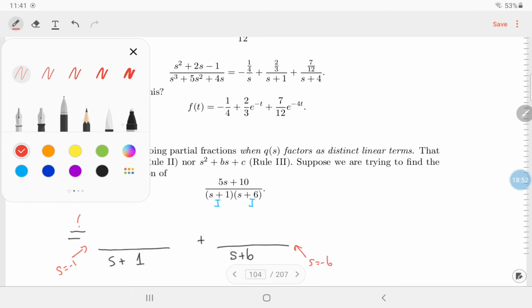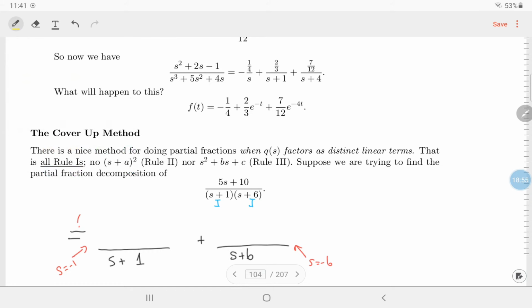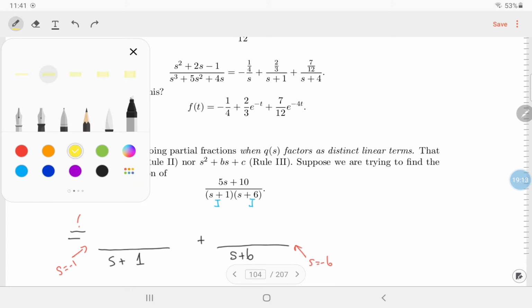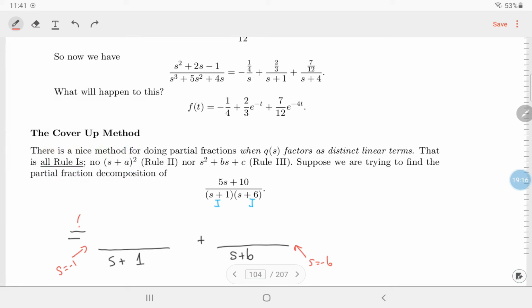And why is it called the cover-up method? For s plus 1, you cover up the s plus 1, and then you sub in s equal to minus 1 into everything that's left: the 5s plus 10 and the s plus 6. So we've covered up s plus 1, and we're looking at 5s plus 10 over s plus 6.